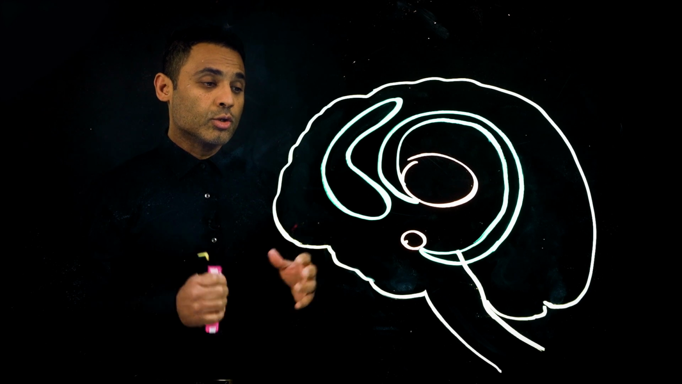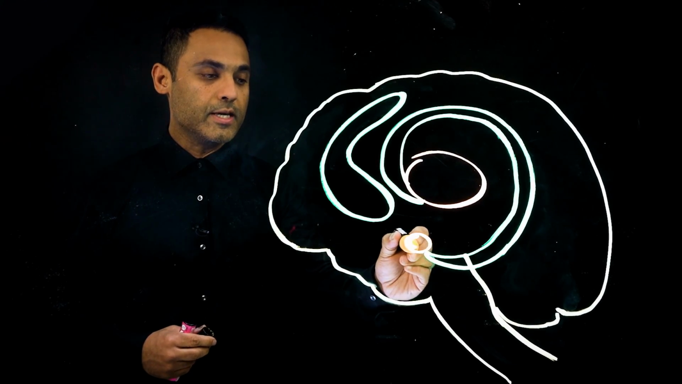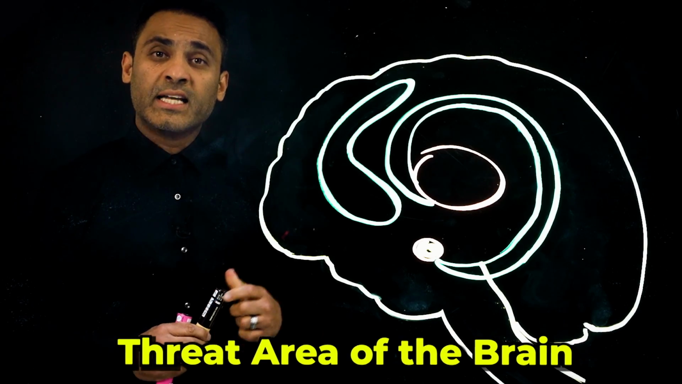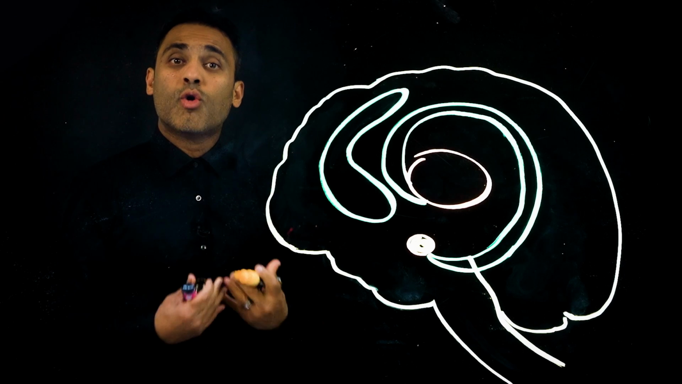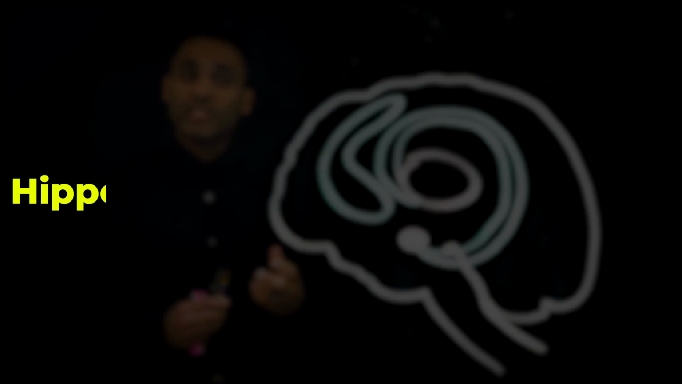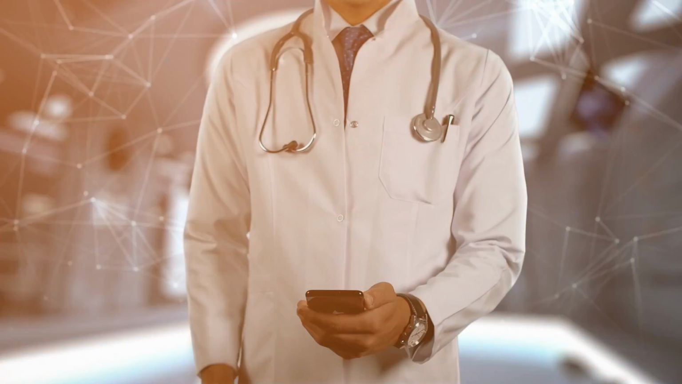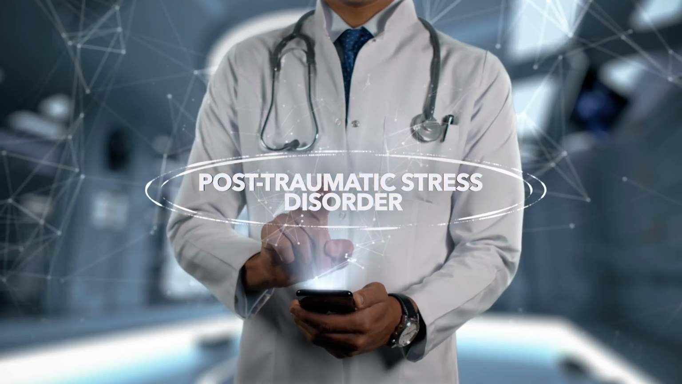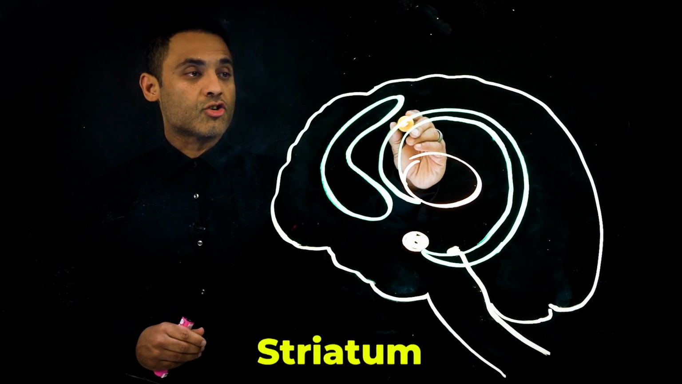So let's look at what this circuit looks like. What we can see here is this is the amygdala. We know that the amygdala is the threat area of the brain, and it also encodes traumatic memories. And the way it does that, of course, it's the trauma-related learning. This is through the connection with the hippocampus. We know that the hippocampus is a store of memory. And the aim is to enhance fear extinction in the amygdala in certain disorders such as post-traumatic stress disorder or complex trauma disorder.